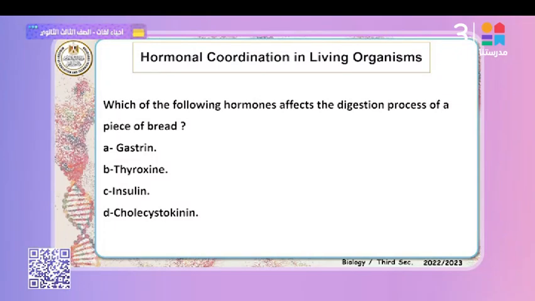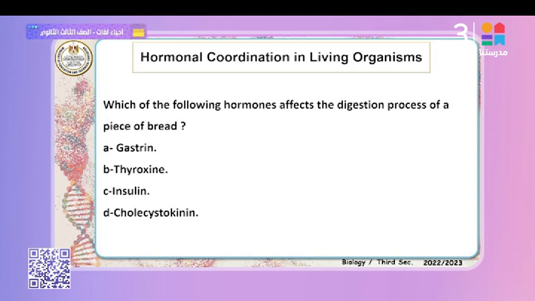Which of the following hormones affects the digestion process of a piece of bread as soon as the food reaches the duodenum, the small intestine, or the stomach? A specific type of mucus gland lining the stomach secretes the hormone called gastrin, to digest the proteins. As soon as the food reaches the duodenum, a specific type of gland secretes the hormones cholecystokinin and secretin. These two hormones stimulate the pancreas to secrete the pancreatic juice. So the best answer is D, cholecystokinin.